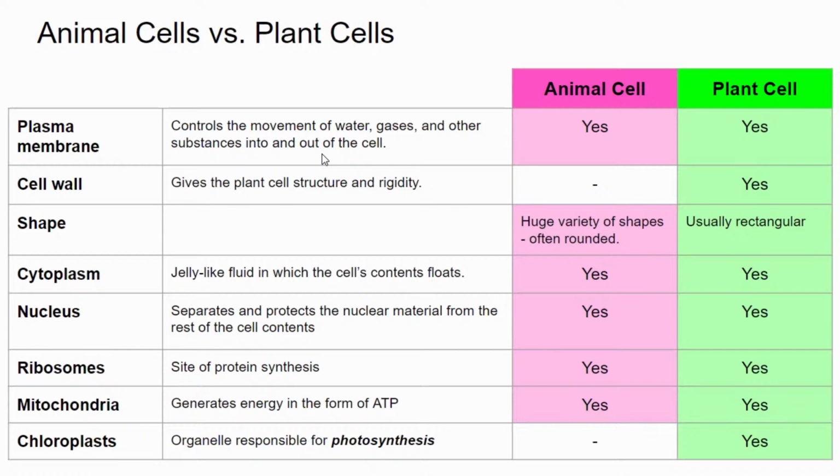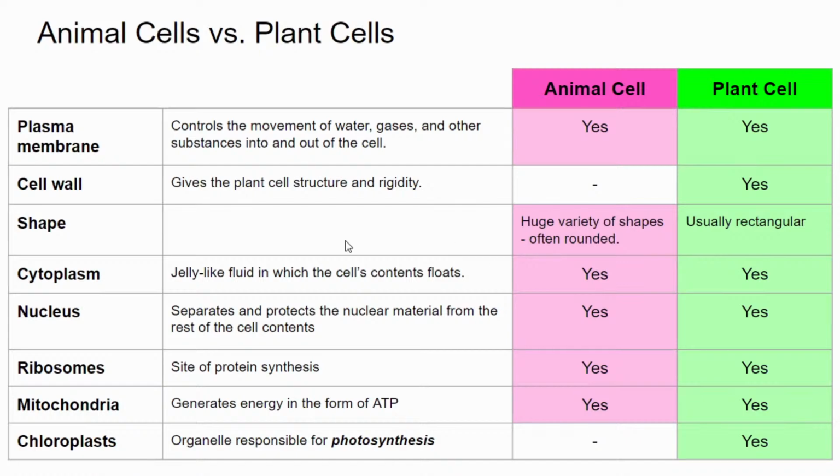Our cell wall gives our plant cell structure and rigidity, which we'll only find in plants. Shapes: because of the cell wall, our plant cells tend to be more rectangular, cuboidal, or square in shape. Animal cells aren't bound by that cell wall, and so animal cells can have a wide variety of different shapes, often rounded. Their shape is also closely correlated with their function in the body.